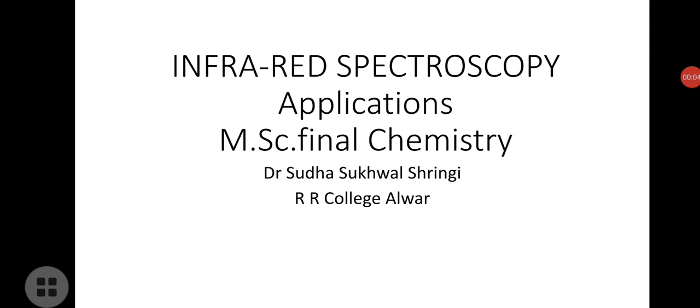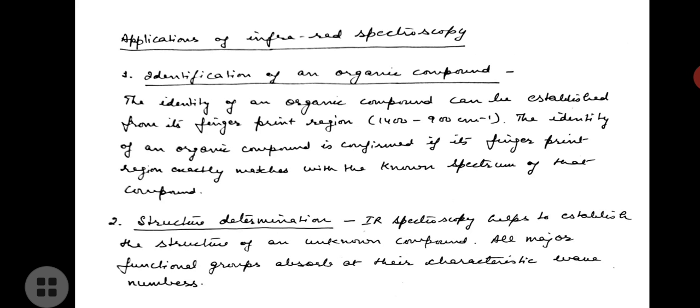Welcome students. Today we are going to discuss the important applications of infrared spectroscopy. There are many applications of infrared spectroscopy and we will be discussing a few of them. Apart from these applications which we'll be discussing here today in this lecture, there are many more applications which you can do. So let us begin and discuss a few important ones.